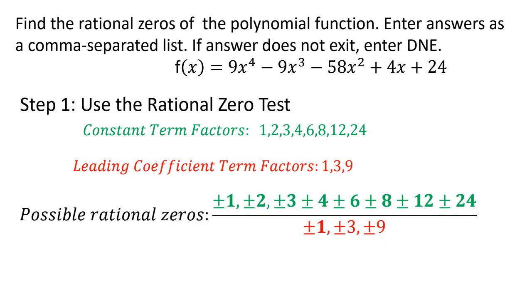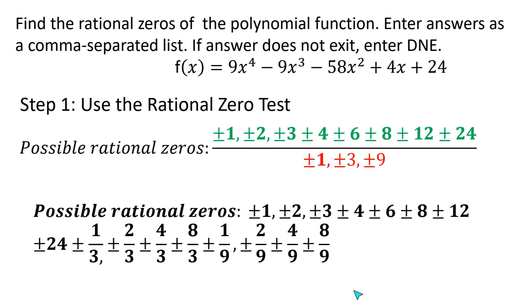Set up our ratio here. So we get all the constant factors divided by the coefficient factors. So we're going to have 1 divided by 1, 2 divided by 1, 3 divided by 1, 4 divided by 1, and so on. And then we're going to have 1 divided by 3, 2 divided by 3, 3 divided by 3, and so on. And then 1 divided by 9, 2 divided by 9, 3 divided by 9, and so on. And so we get a list of possible zeros.